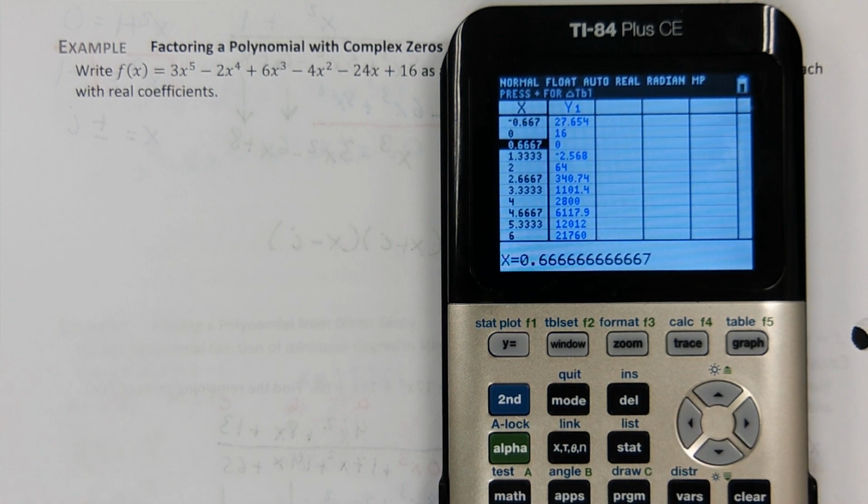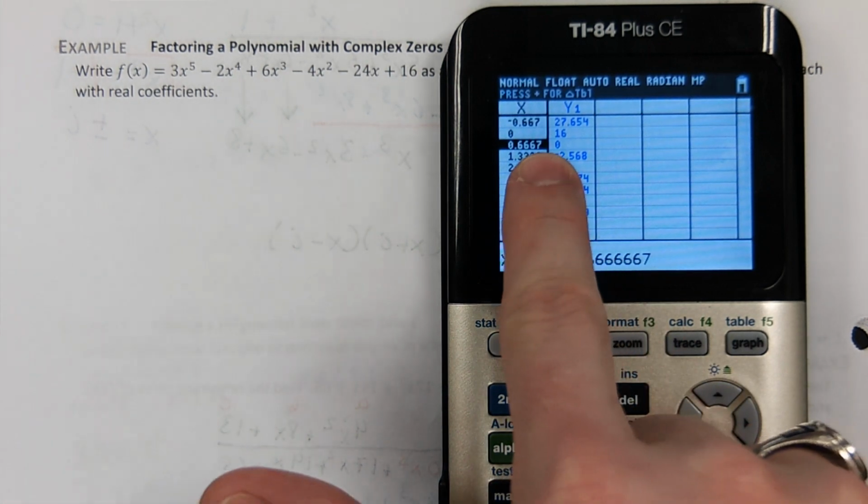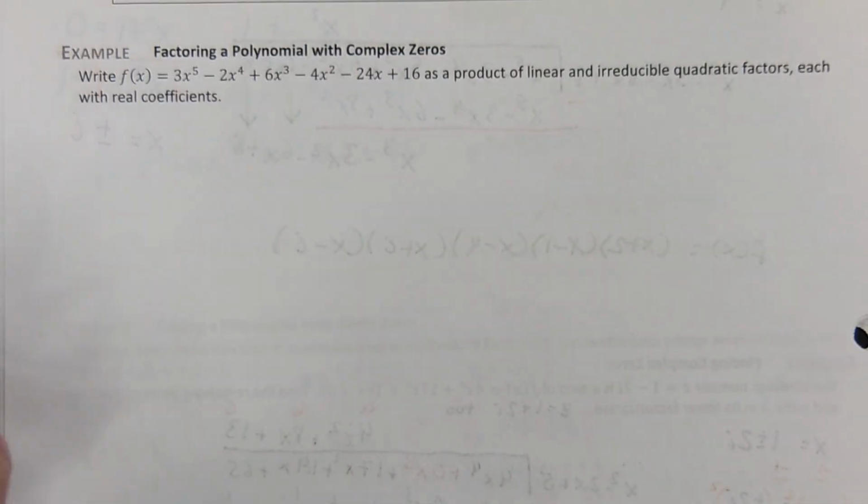Or we could have just done second trace intersect. The reason why I didn't do second trace intersect was because I was concerned you would try to do that for all three. No. Because if you tried for all three, you would have gotten a really ugly answer for the other two. Here's the one that we know works perfectly though. x equals 2/3 is perfect.